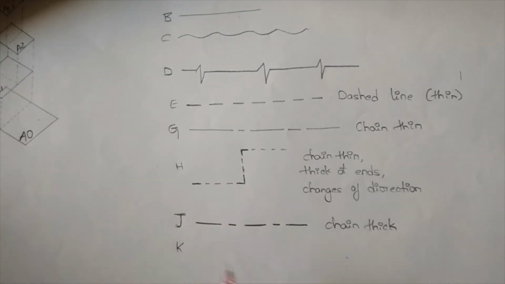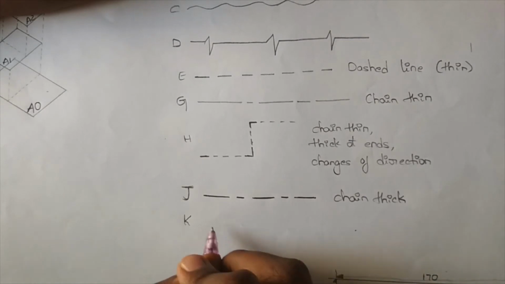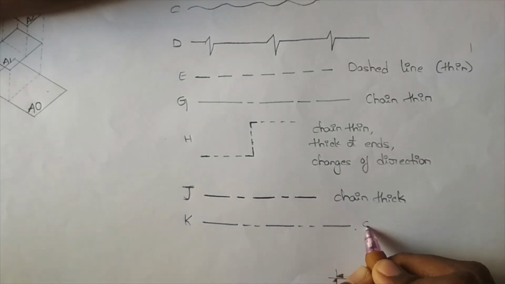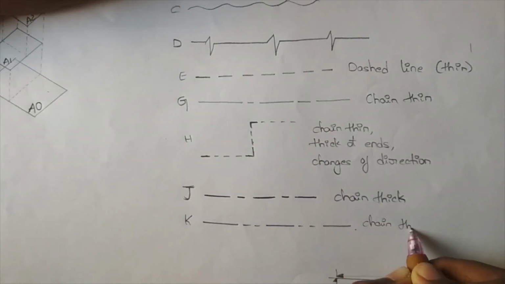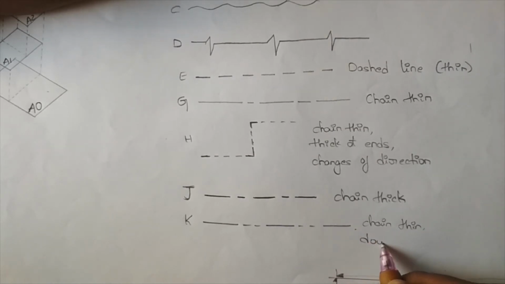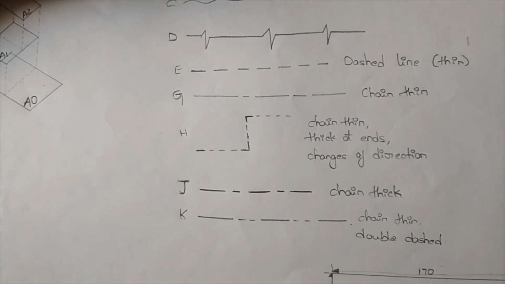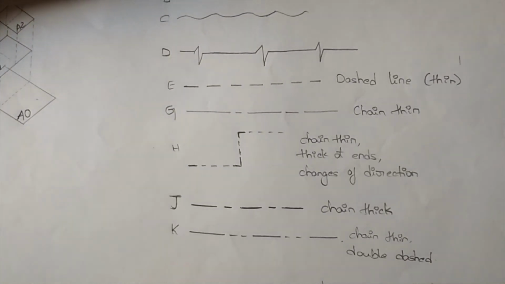Next line type is K. This is dash, double dash, dash, double dash, long dash. This is chain thin double dashed. This line is used for three different purposes: outlines of adjacent parts are represented using K-type lines, alternative and extreme positions of movable parts are also represented with this, and the centroidal axis is also represented using K-type lines.